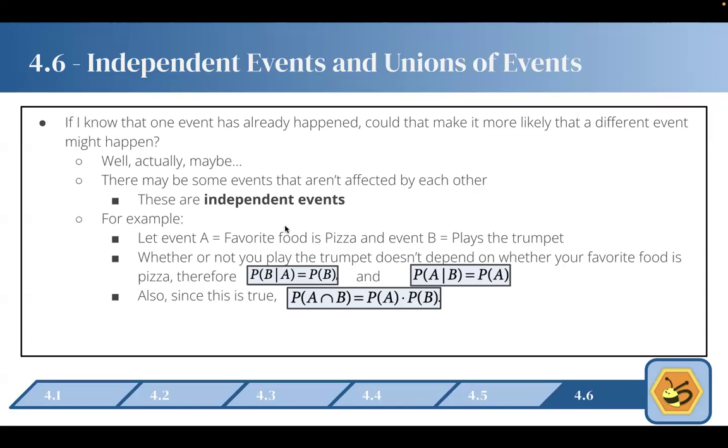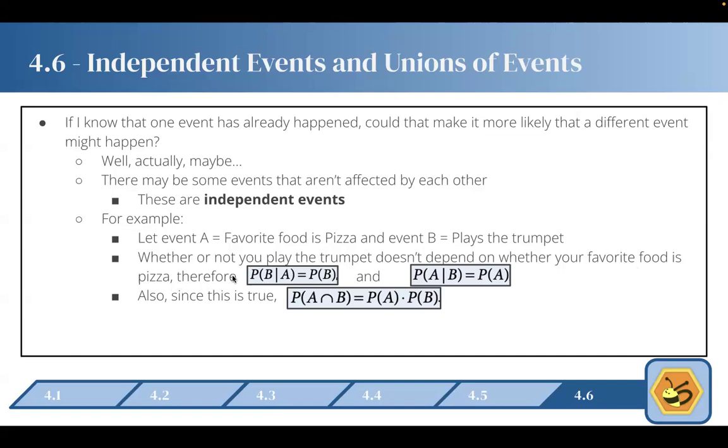Well, the real answer is maybe, because there are some events that aren't affected by each other. So these are called independent events. Here's an example. Let's say event A is your favorite food is pizza and event B is that you play the trumpet. Whether you play the trumpet doesn't depend on whether your favorite food is pizza.